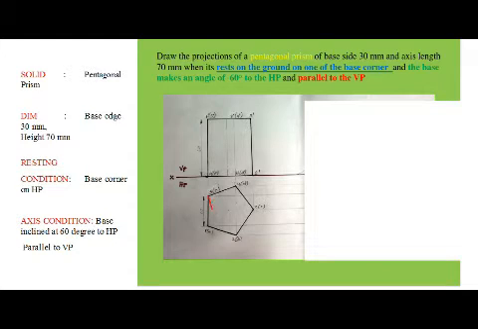So it is a pentagonal prism where the axis with respect to VP is given. The axis condition with respect to HP is not given directly. So axis parallel to VP, which means that the axis may be inclined to HP or perpendicular to HP or parallel to VP. So write the given data first. So solid is pentagonal prism.